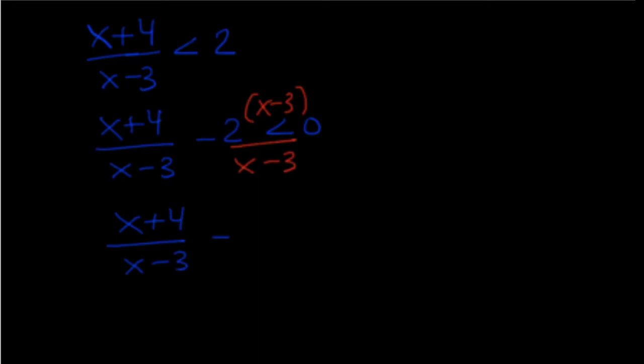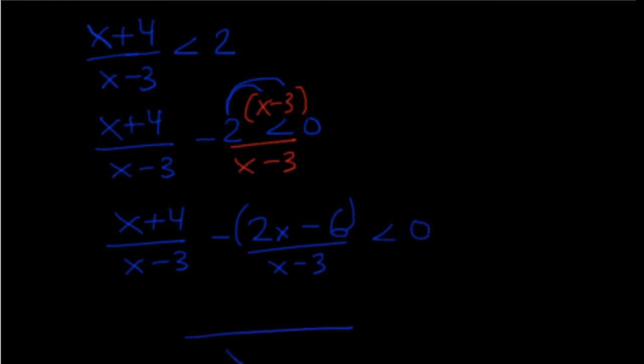minus, now here the 2 has to distribute out to the x and the negative 3. We're going to leave the minus sign here alone. So it's going to be 2 times x and then 2 times negative 3, which will give us negative 6 over x - 3. So you can kind of think of this as this negative distributing out, so this negative here distributing to the 2x and the negative 6. And that's going to be less than 0.